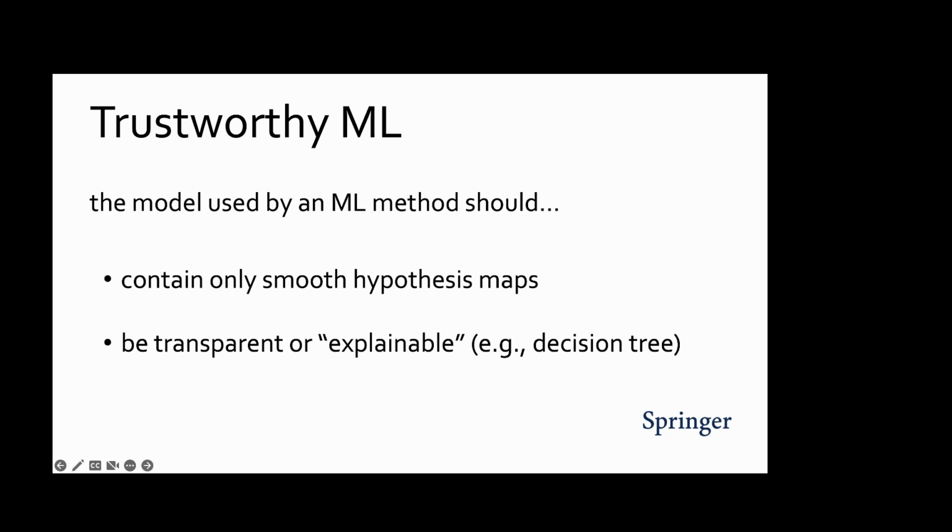One prominent example for an explainable model are decision trees, as they allow to decompose a prediction into a sequence of basic tests that can be grasped easily.